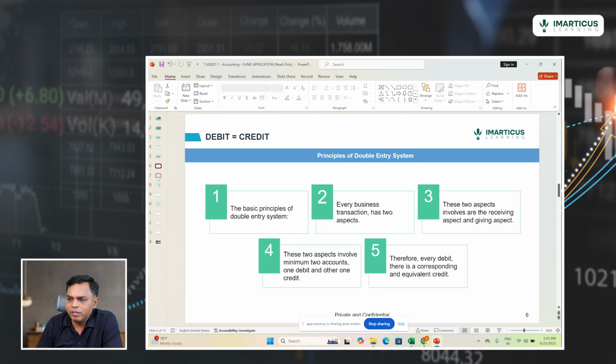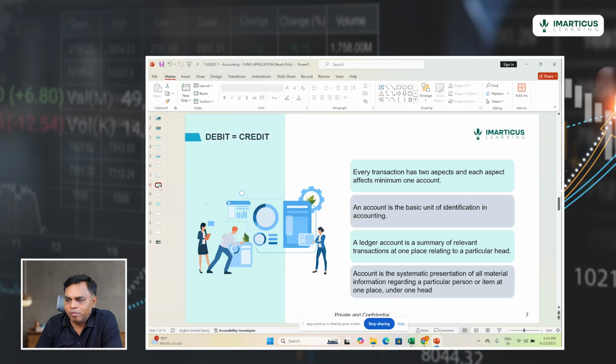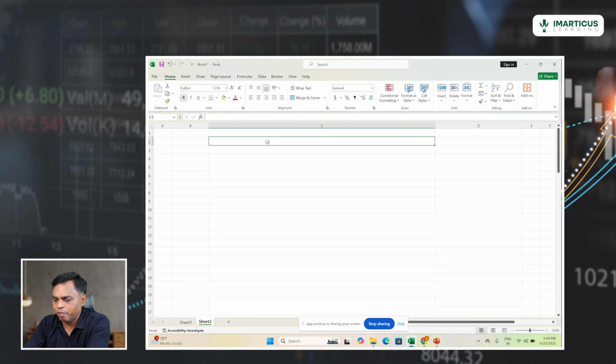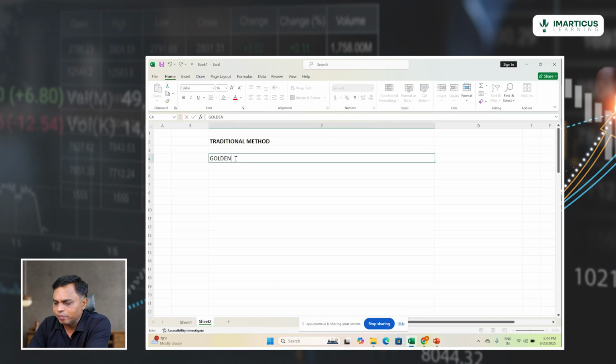Now, when recording transactions in the double entry system, there are basically two methods which are followed. One is the traditional method of accounting, the other is the modern method of accounting. Now let's look at what the traditional method of accounting is with an example. Under the traditional method, there are three golden rules of accounting.